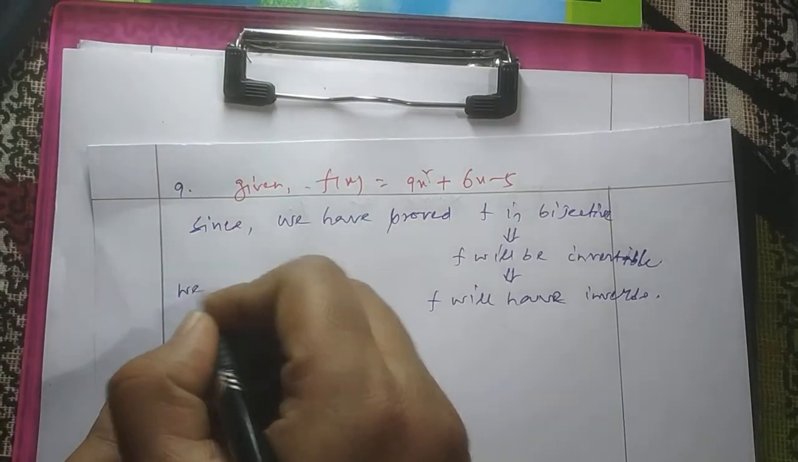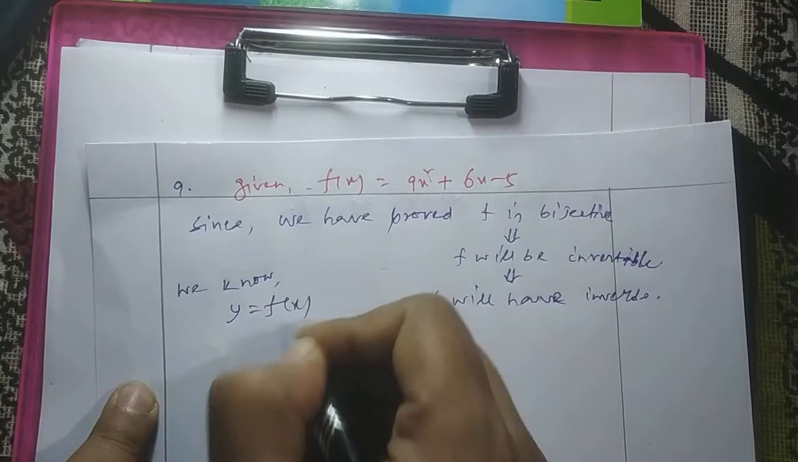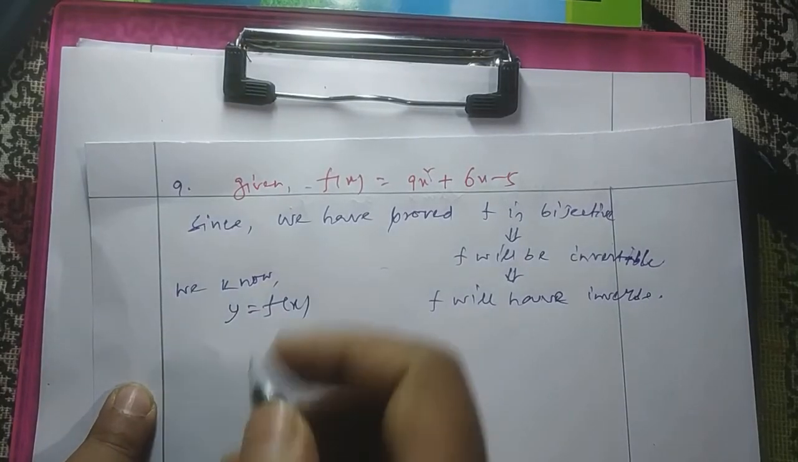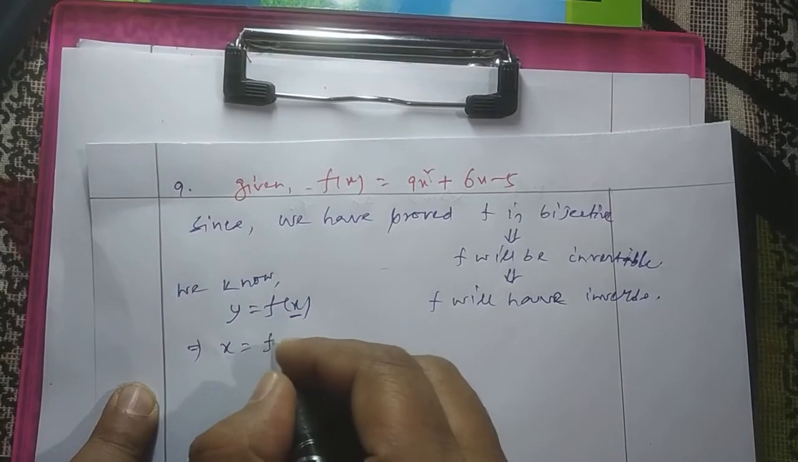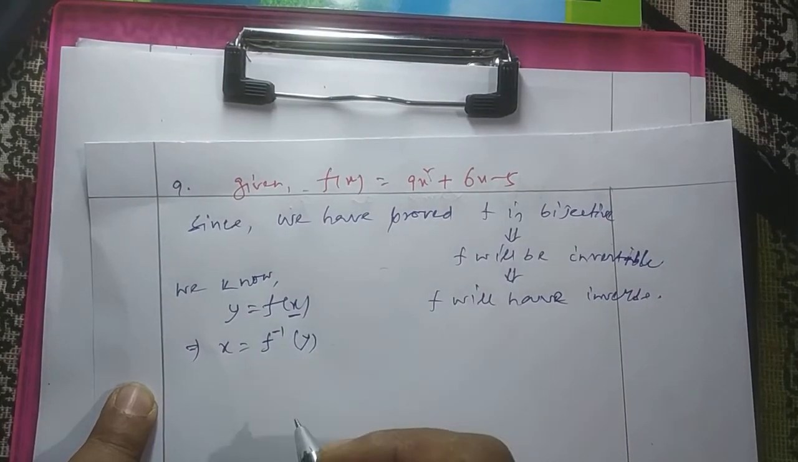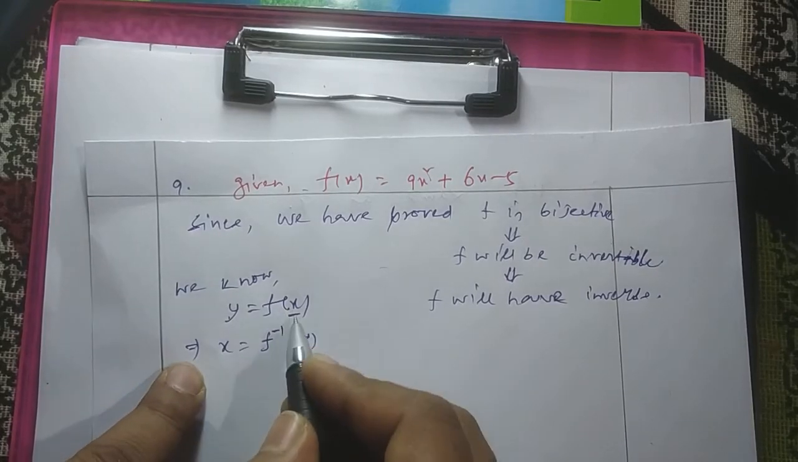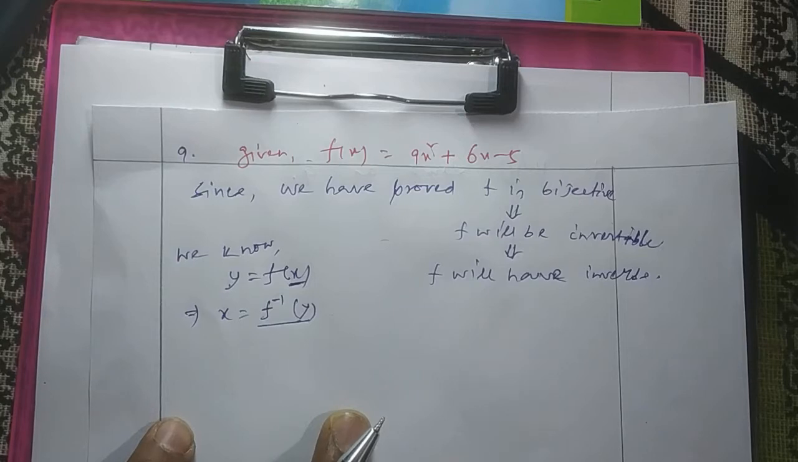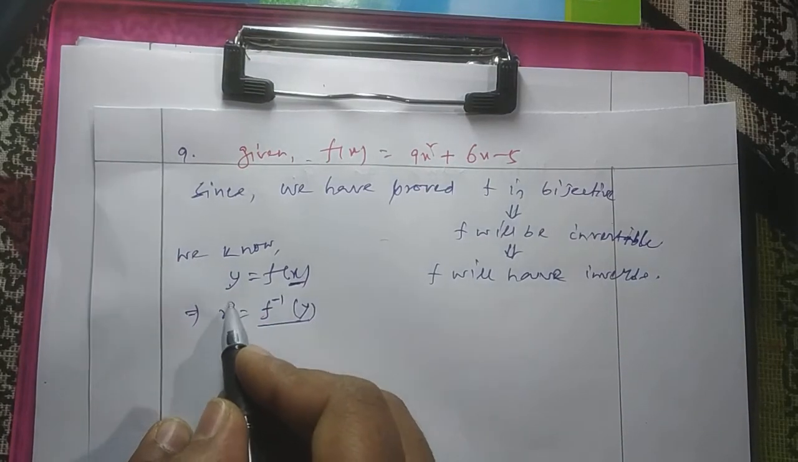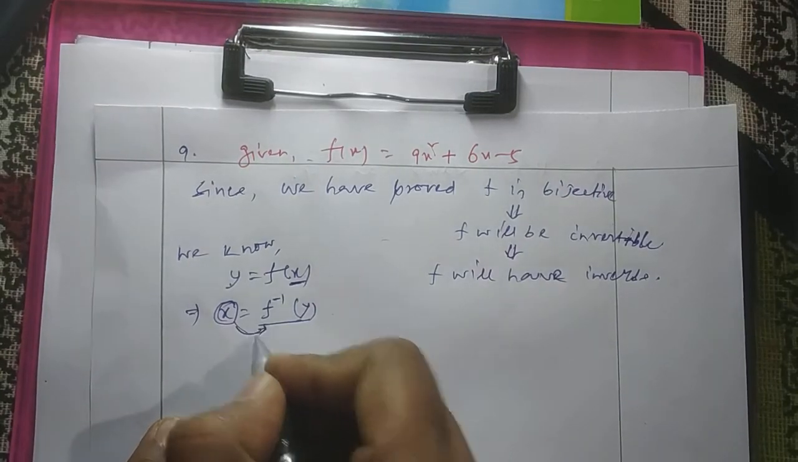We know always y equals f(x), correct? If y equals f(x), then the value of x will be f inverse of y. Again I am saying, if y equals f(x), then x will be equal to f inverse of y. You have to remember it. That means x is nothing but the inverse.